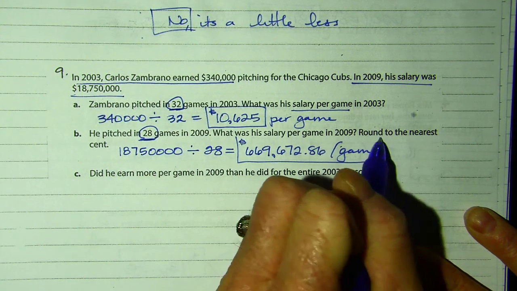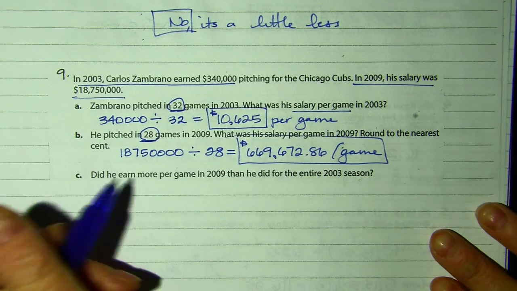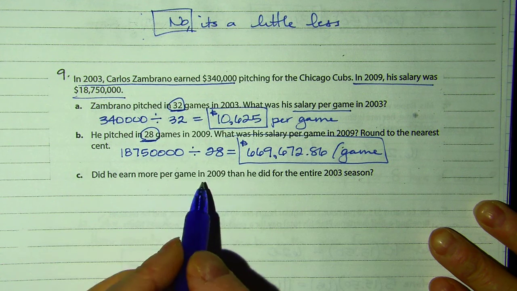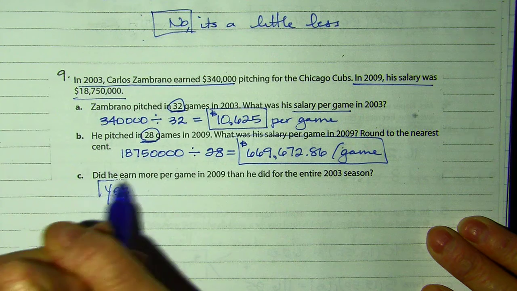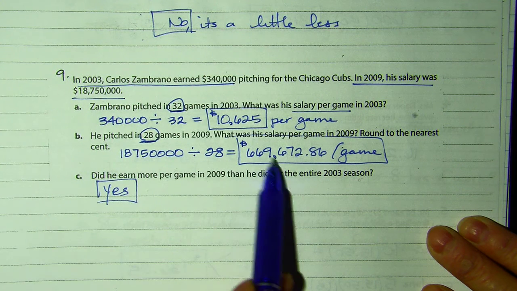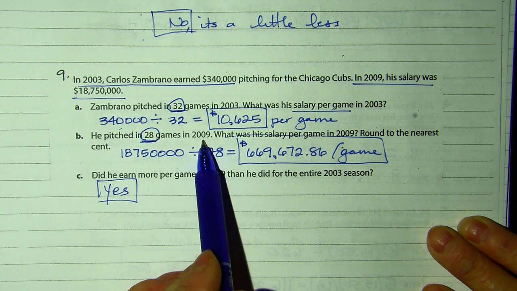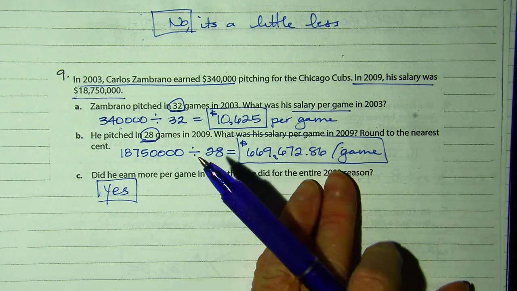Tells you what America values, right? Athletic ability. So, did he earn more per game than the entire 2003 season? Yeah. He made this for an entire season in 2003. By 2009, which I'm guessing he was a really good pitcher, otherwise why would they pay him any more? He's now making this much per game. Pretty crazy.